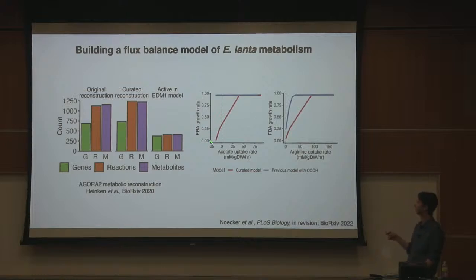And so here she's doing a flux balance analysis of Elenta, looking at its dependence on acetate. And you can see that the original model that we downloaded from Agora2 thinks that acetate doesn't matter at all, in the blue line. But the curated model shows a dependence on acetate. And so that fits the data better. And we also see a stronger dependence on arginine in the curated model.